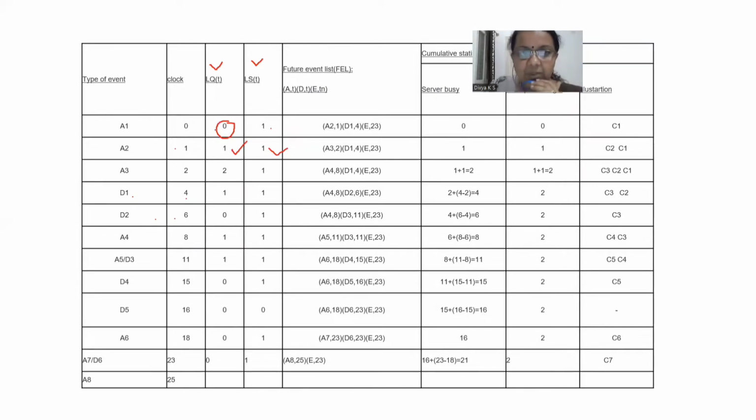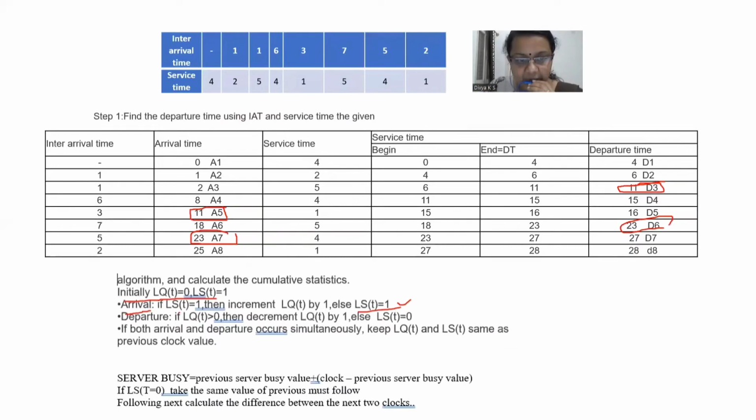So here we have to start with 0 and 1. After that, you have to see whether the next event is arrival or departure. If it is arrival, you have to see the value of L of St. If L of St equals 1, then increment L of Qt by 1.